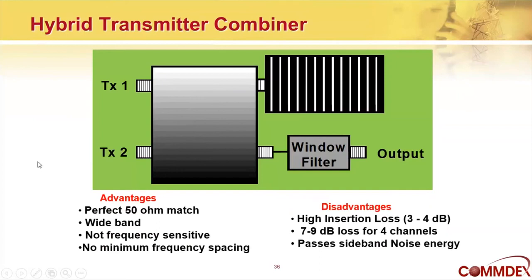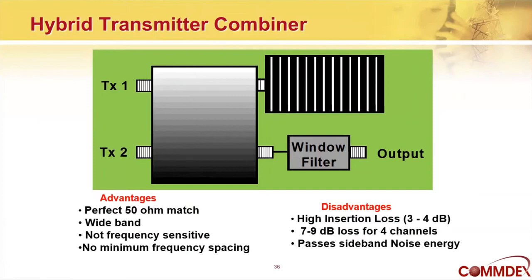So that's a cavity-based transmitter combiner. But there's another type, and that's called a hybrid transmitter combiner. And this doesn't use any cavities at all. Instead, it uses the same kind of ferrite material that isolators and circulators use. And what that means is that it no longer cares about the actual frequency. It will operate on a range of frequencies. So the advantage is it does provide a good 50 ohm match between the transmitter and the antenna. It's wideband, since there's no cavities, it doesn't care so much about frequency, and there's no minimum frequency spacing.